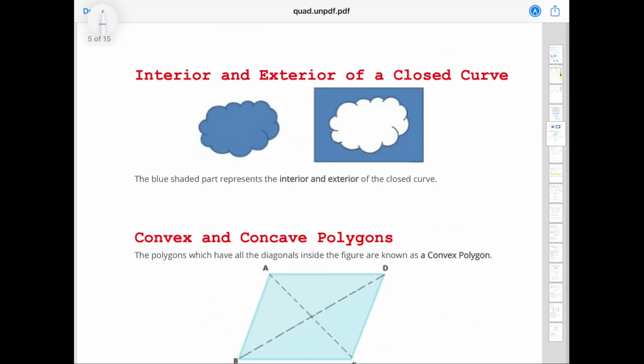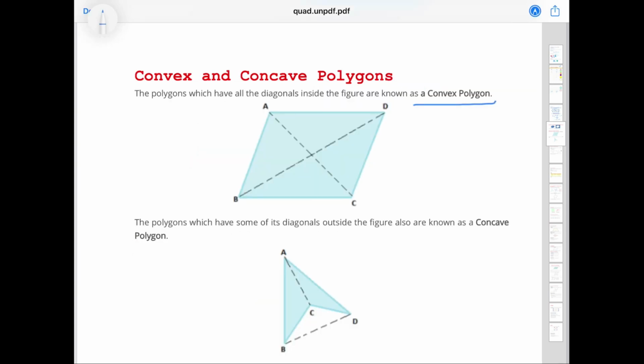Now the next topic is the interior and exterior of a closed figure. You can see I have taken a figure, and this blue part in the figure is known as the interior, and this other part is the exterior of the figure. Now the next topic is the convex polygon. If the diagonals are inside, then it is known as a convex polygon. The diagonals are always inside, so this is a convex polygon.